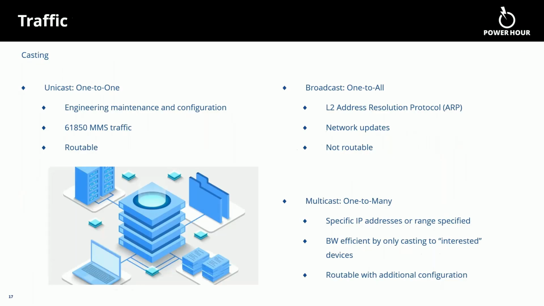All right, now casting onto the network. After we've looked at our different network topologies, we can pivot and look at how traffic is cast onto the network. Unicast, it's direct, it's routable. Examples include engineering maintenance and configuration, such as uploading a new file or changing a setting on your device. Also, 61850 MMS protocol to communicate with an IED that uses a unicast style of traffic.